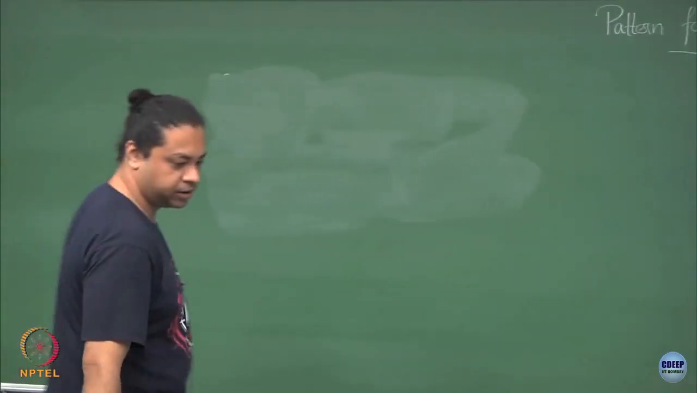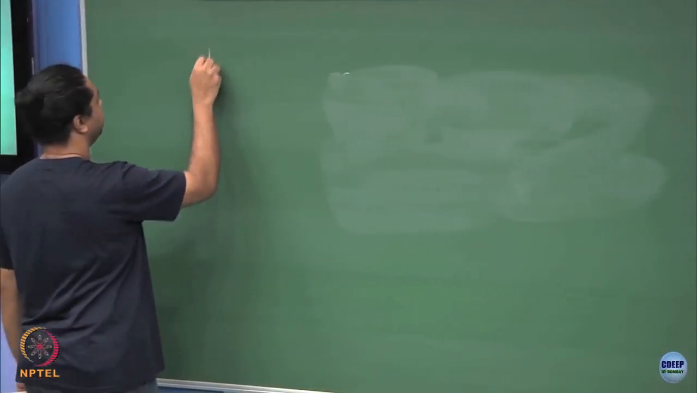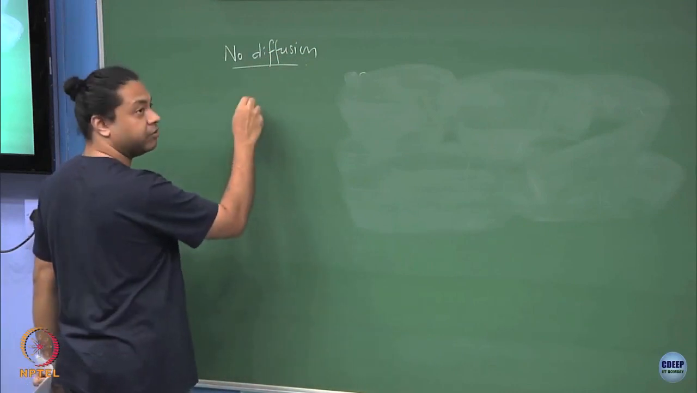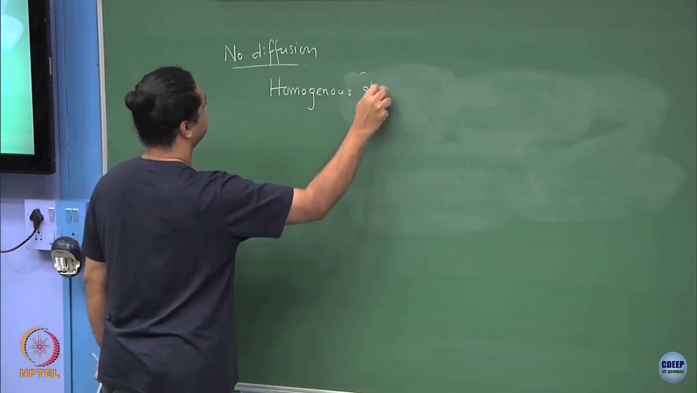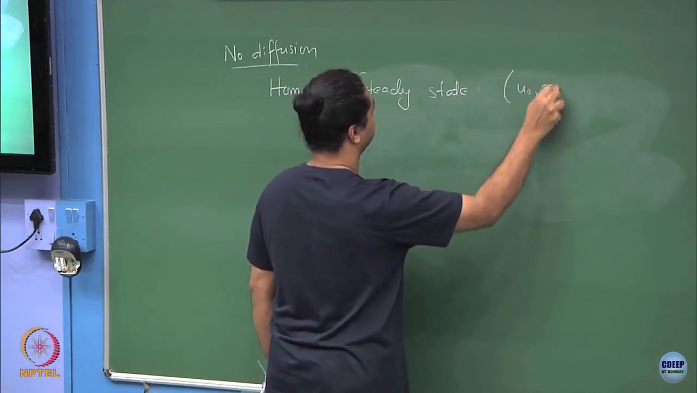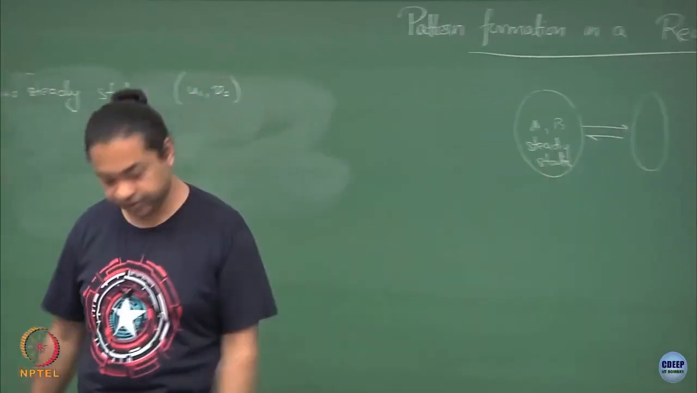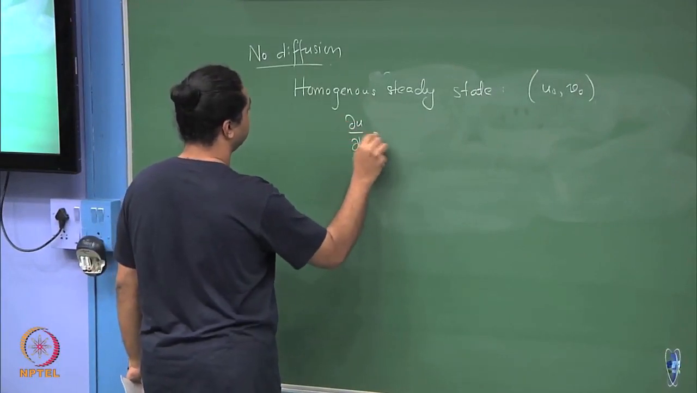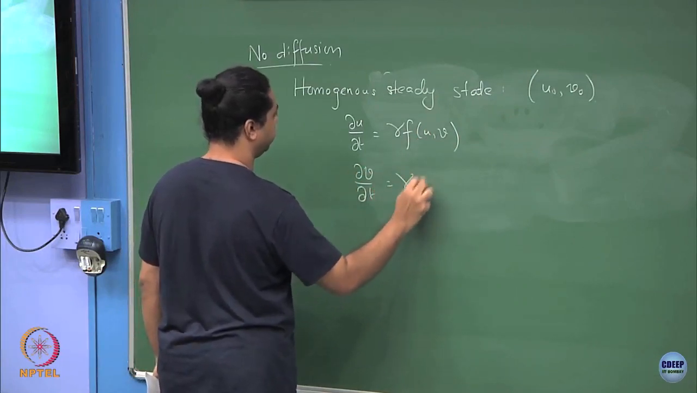So, let us say I have a steady state, in the absence of diffusion, no diffusion. Let us say I have a homogeneous steady state, which I call some u naught, v naught. So, these are the concentrations of the steady state if there was no crosstalk between the cells. And so, these are my equations now: del u del t is equal to gamma times f of u comma v, and del v del t is gamma times g of u comma v.